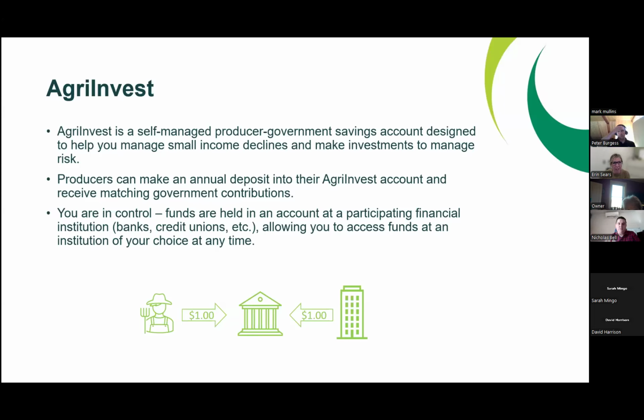So I'm just going to jump into AgriInvest. AgriInvest is a self-managed producer-government savings account, and it's designed to help you manage small income declines and make investments to manage risk. Producers can make an annual deposit into their AgriInvest account and receive matching government contributions. In this scenario, you really have a lot of control because funds are held in an account at the institution that you choose, and you have access to those funds as you need them.